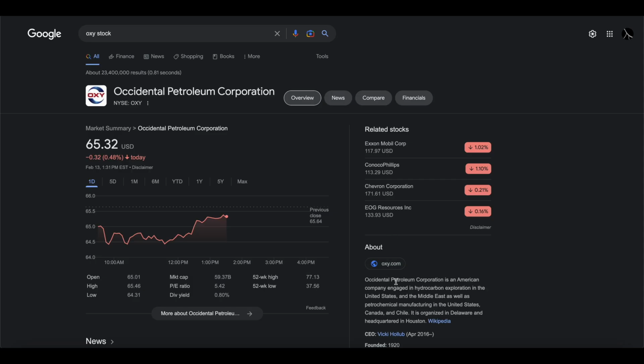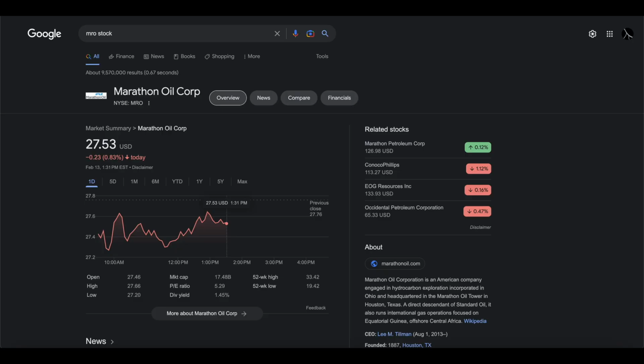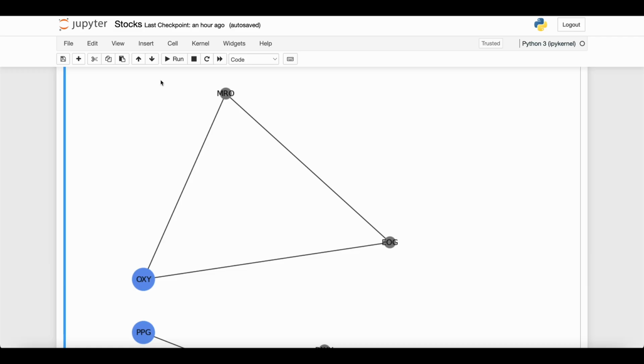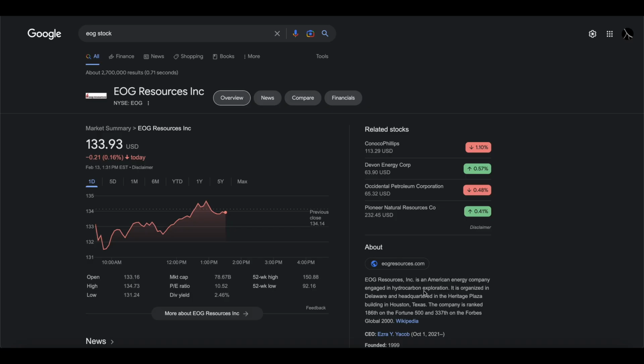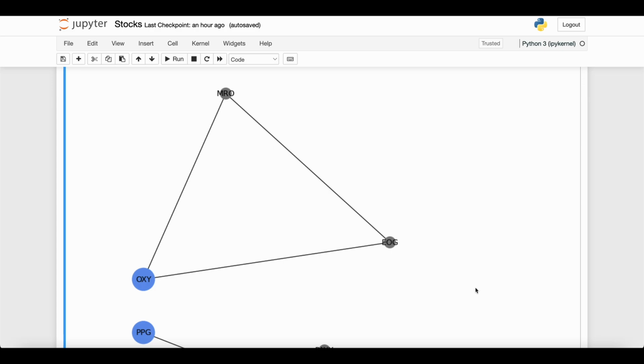This is a petroleum corporation, so oil, gas, energy, that whole sector. We see another one is called MRO. If we look at MRO, that is also an oil corporation, so that totally lines up why they'd be correlated with each other. And the last one, EOG, is an energy company engaged in hydrocarbon exploration. So this totally makes sense: these 3 tickers are very correlated with each other and are in the same industry. All this kind of checks out.